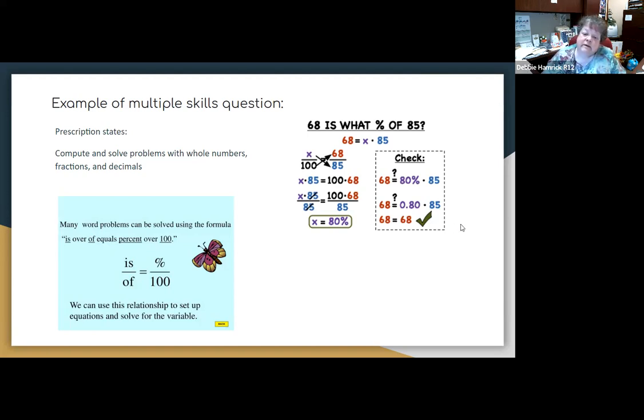So in this case, what kind of skills, multiple skills, do you think are being used in this problem? Anybody want to take a guess? Put it in the chat. Ooh, you guys are putting it in the chat.